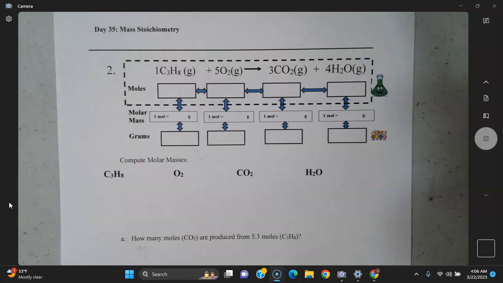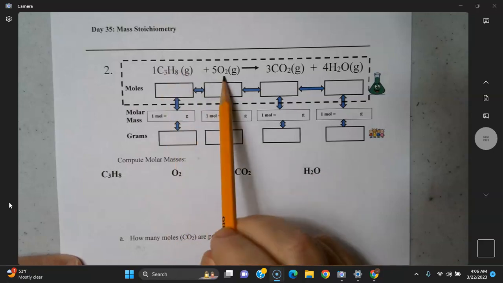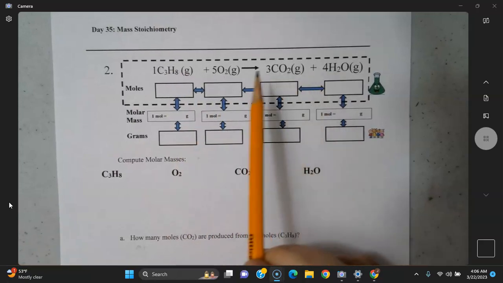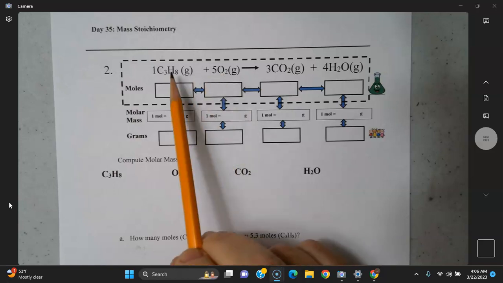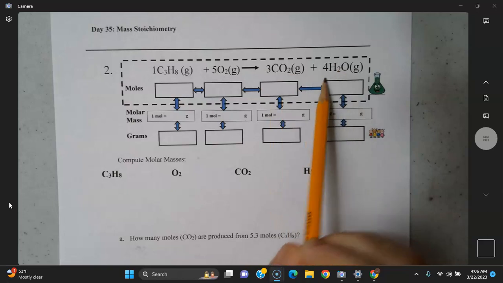Chemistry, we're on to problem 2 of the day 35 assignment on mass stoichiometry. Okay, so first we got to get our molar masses. This is our new equation. It's another combustion reaction. It looks very similar to the last one. You mix a hydrocarbon with O2 and it produces CO2 and water.